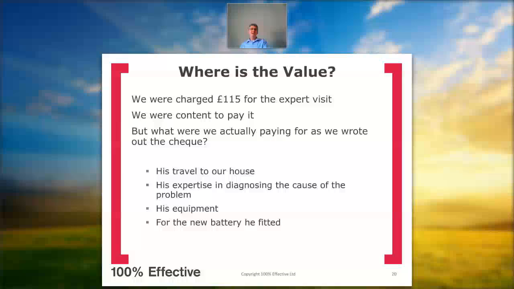Eventually the expert arrived. He charged us £115 for the visit and fixed it, and we were content to pay the money. But what were we actually paying for as we wrote out the cheque? We were paying for his travel to our house, his expertise in diagnosing the cause of the problem, his equipment, and for the new battery he fitted in order to fix the problem.